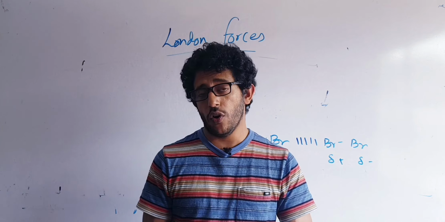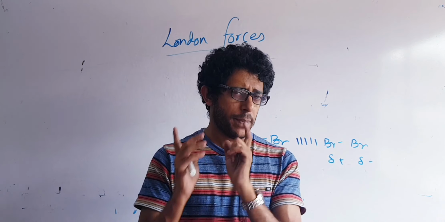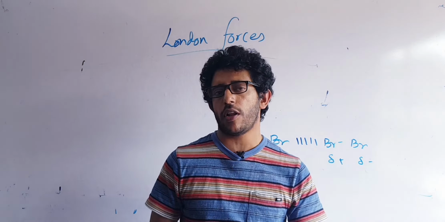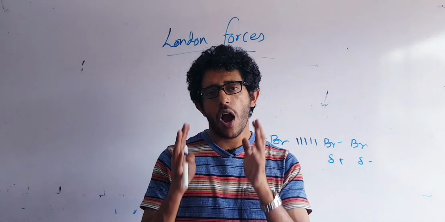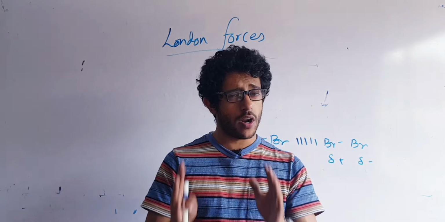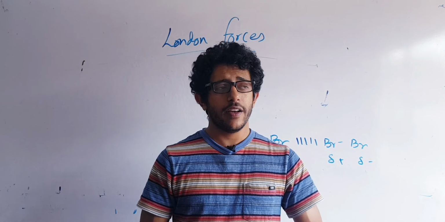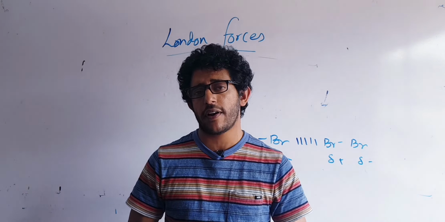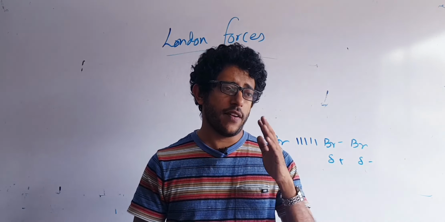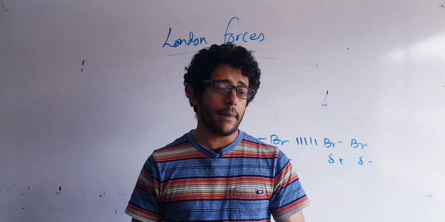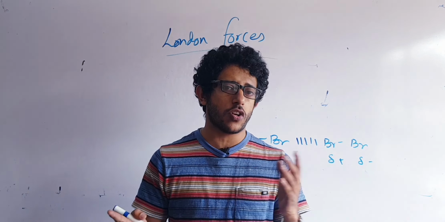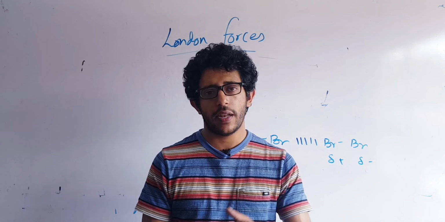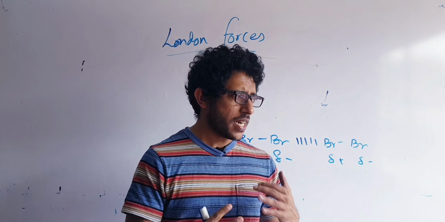In the next video I will be talking about permanent dipole attractive forces and intermolecular hydrogen bonding. So this is the first part. We talked about how to identify whether a molecule is polar or nonpolar. Then depending on that, we discussed the very first type of attractive force, the London force, what it is and how it arises, and the factor the strength depends on, which is the number of electrons, right. That is the first part.